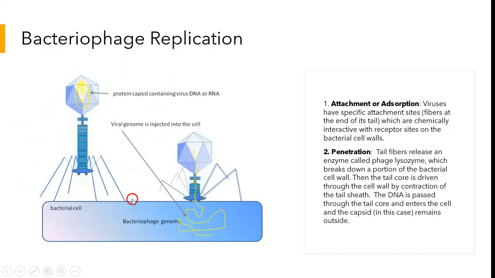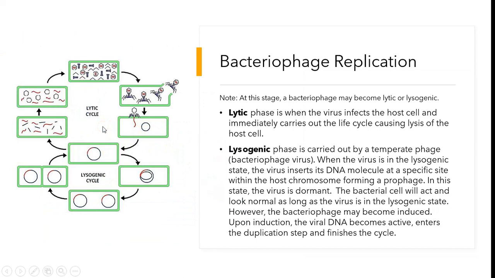Because again, it's just pushing it straight in there, and the capsid never enters into that bacterial cell. So if the protein capsid never enters inside, then you don't have to do the step of uncoating. So once you get the viral genetic material into the bacteria, there is a scenario which can occur.